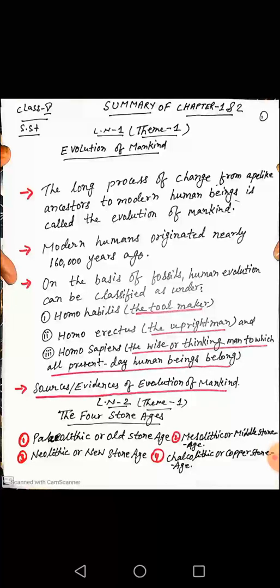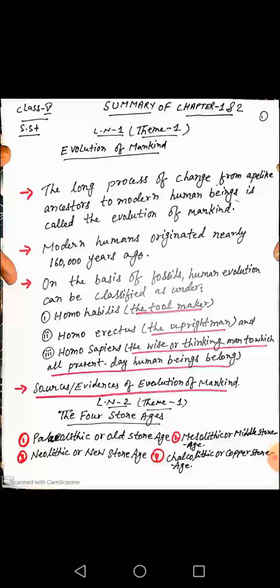Today I bring you the video of summarized chapters of SST from first term. Chapter first, evolution of mankind. Number first point is the long process of change from ape-like ancestors to modern human beings. It's called the evolution of mankind. Number second, modern humans originated nearly 1,60,000 years ago.